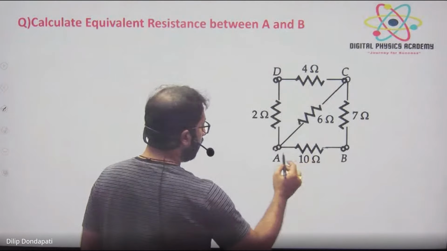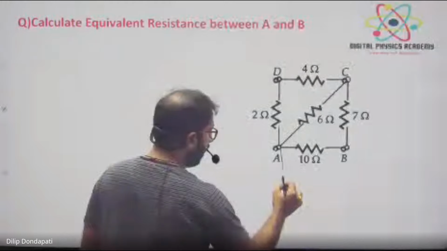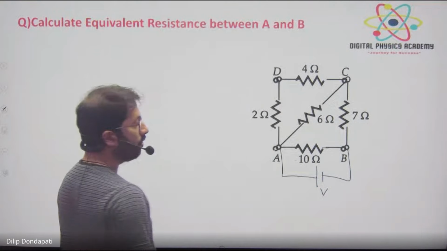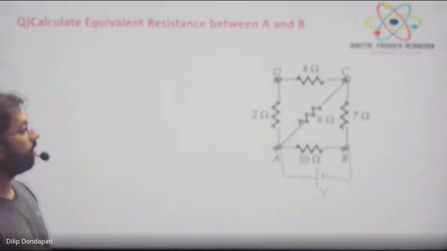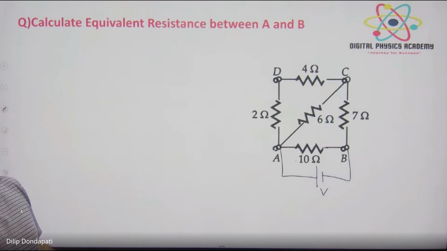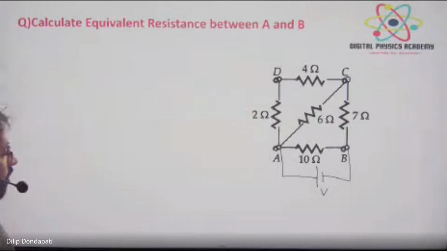Between A and B means इसके across you connect one battery, imaginary battery, so that you will not get confused. So whenever they say find the R equivalent across A and B, only R equivalent I want. That's it. Connect a battery across that one and find R equivalent.